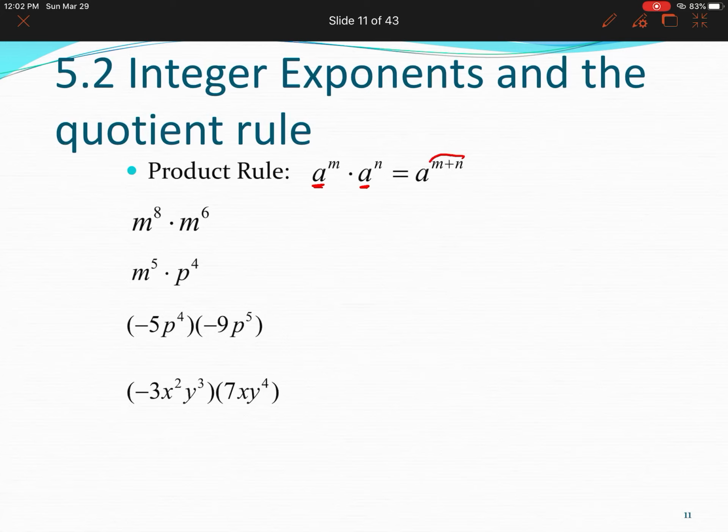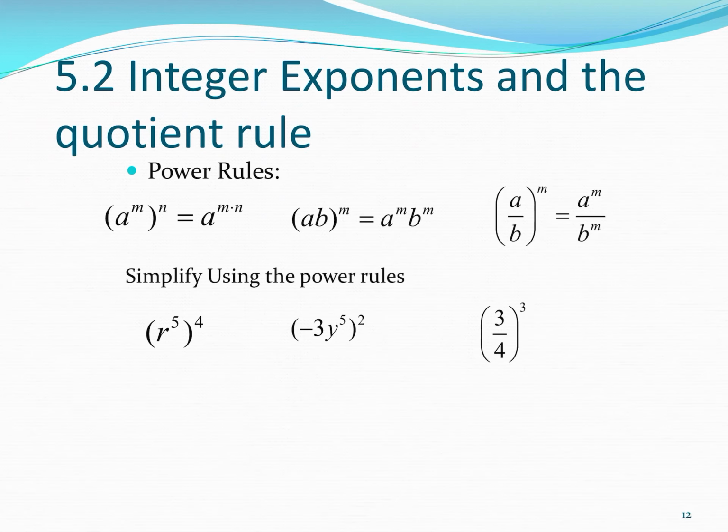And so as we continue on, just want to quickly mention the product rule again. We're not going to work through these problems because we've already done these. The product rule says that if you are multiplying and you have the same base, then we're going to keep that base and we're going to add exponents. And so the m and n get added. Again, we saw that. We've already looked at several examples with that from section 5.1.